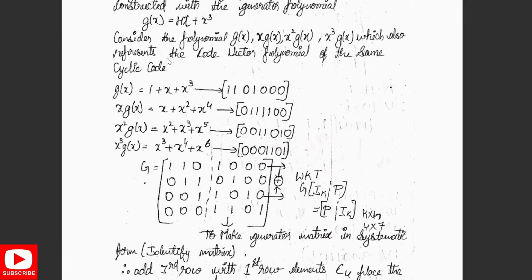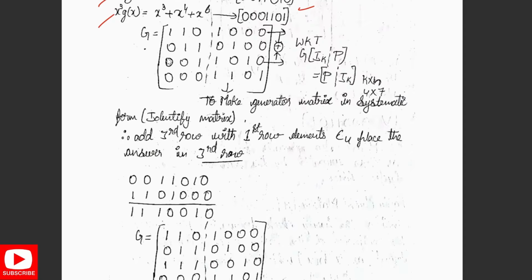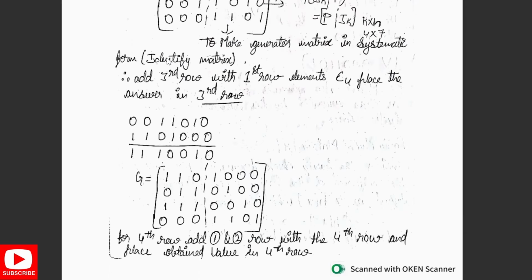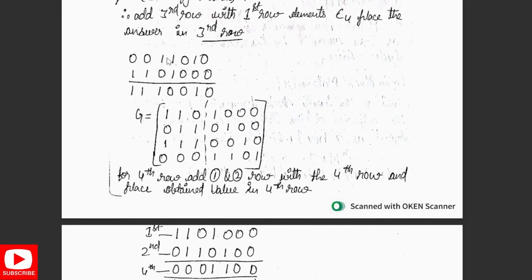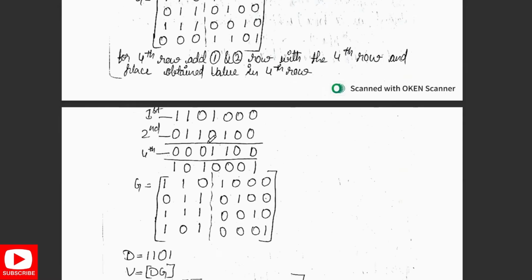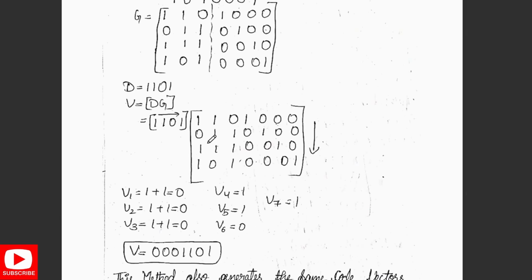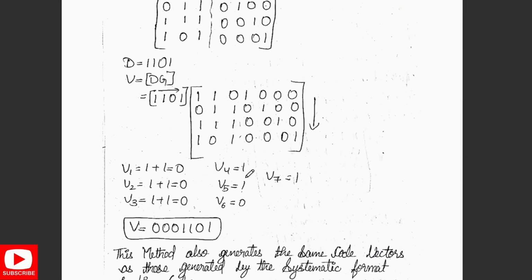So let us consider 3 matrices as g of x, x into g of x, x square into g of x, and x cube into g of x as these 4 polynomials, and these are the code vectors of that. Now for the generator matrix, write down all the things in the same way. So to make the generator matrix in a systematic form, use the identity matrix. Next, add 3 rows with the first column C4 to replace the third column. So that gets replaced. So now the fourth, add 1 and 2 with the fourth column, and that changes the value of the fourth column. And next, similarly, now you got the G matrix, substitute, you will get the vector.